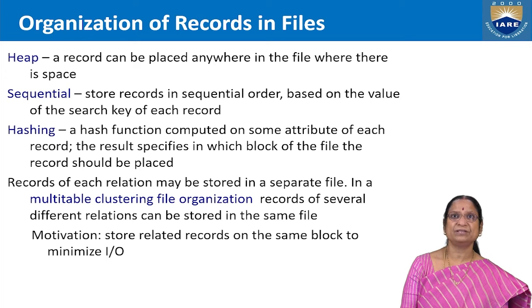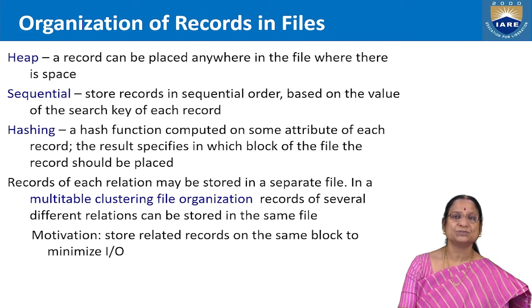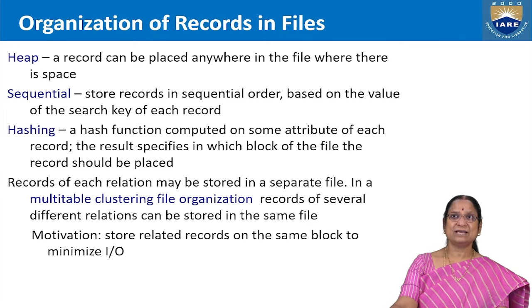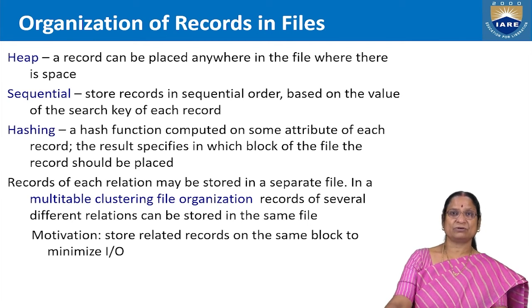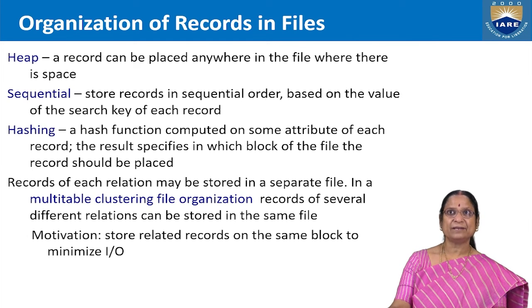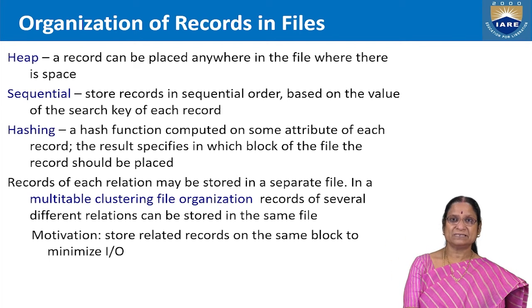How this data will be stored in the files, and the arrangement of these records or tuples in a file, is known as organization. What does organization mean? The arrangement as well as the managing of the records in our file is known as the organization of the records. Various organizations are available to us. Heap organization: in heap organization, a record can be placed anywhere. Wherever place is there, you can place it. There is no rule that it must be in order, etc.